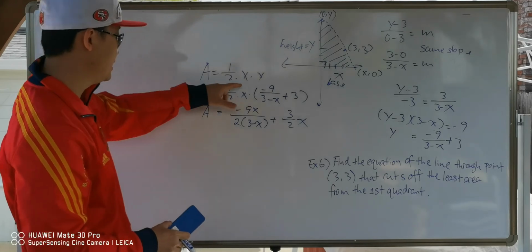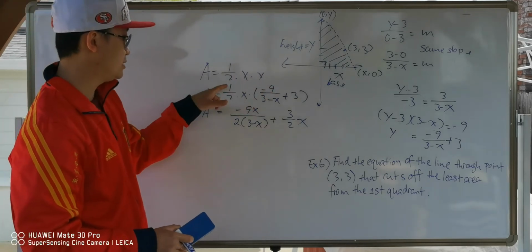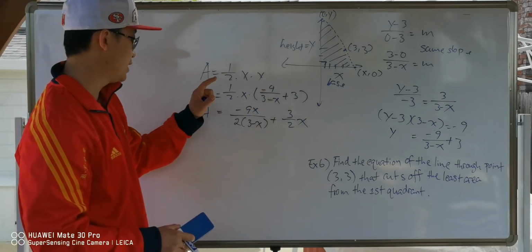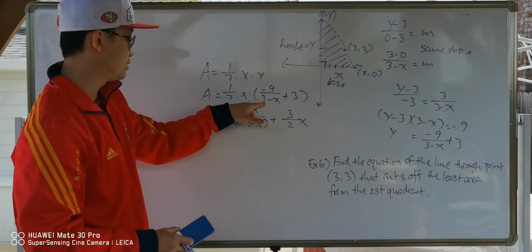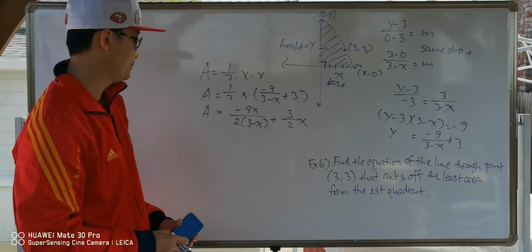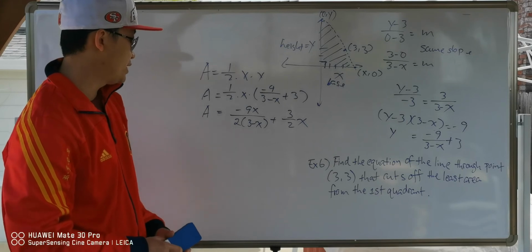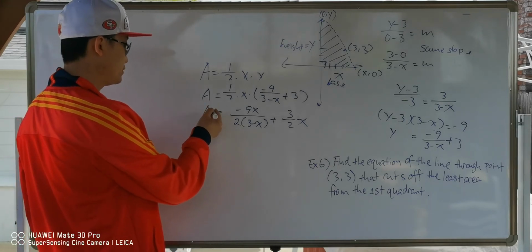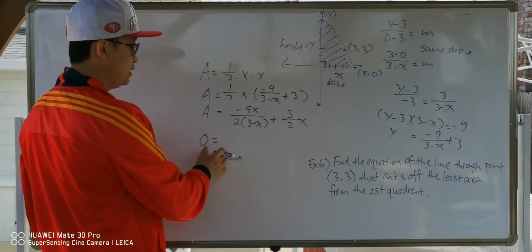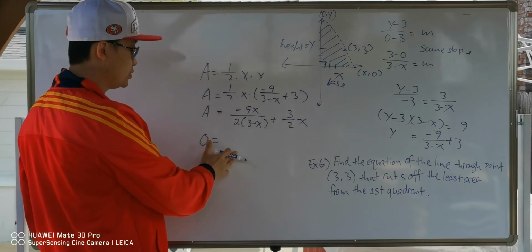Okay, so let's just check that. Multiply fractions straight across, so negative 9 times x, negative 9x, and then 2 times the quantity of 3 minus x. And now you want to differentiate it. So derivative of constant, 0. And this one right here, you want to use the quotient rule.